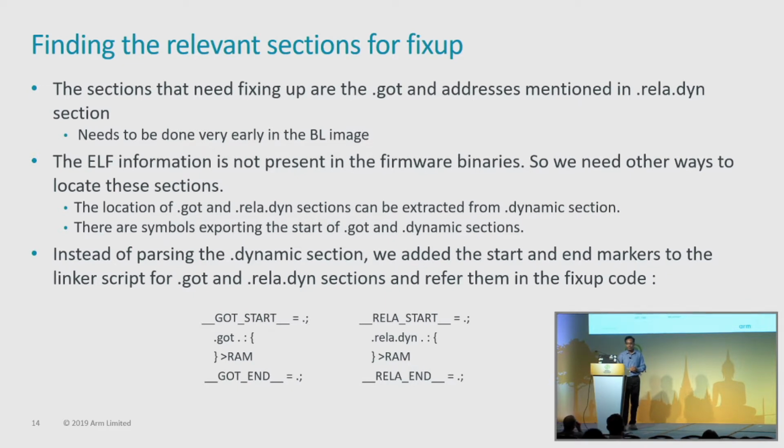We have to find the relevant sections for fix-up, and the only sections that I found that need fixing up are the .got and the .rela sections. It has to be done very early, before the bootloader image starts running. One of the problems we have is that the ELF information is stripped out of the binary images and then loaded, so at runtime you don't have the ELF information anymore. There are ways to get around this. For example, in the .dynamic section, you have a description of all the dynamic sections in there, and there are some compiler symbols which export the start of some of the dynamic sections.